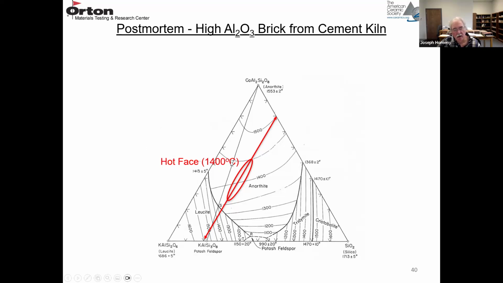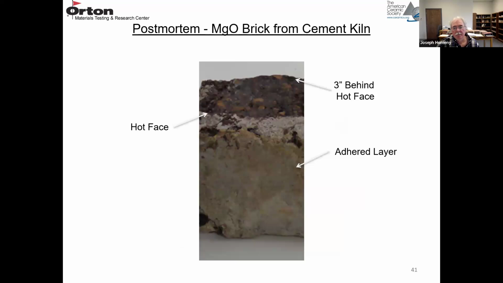So if the hot face is higher than 1400 degrees C for this refractory, you're going to have liquid formation. And the hot zone's higher than this in these furnaces. So we're trying to use phase diagrams to figure out where these liquidus curves are, where the liquids form.